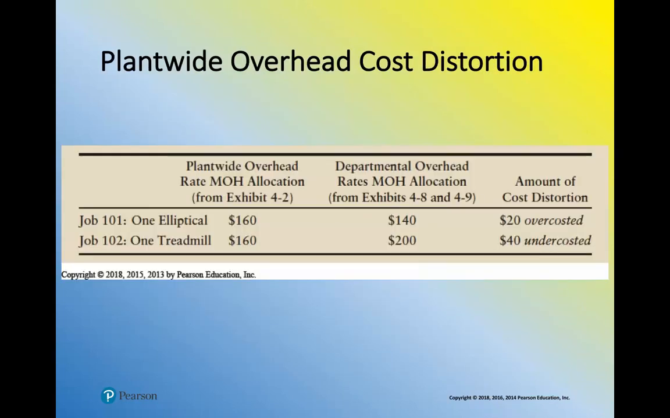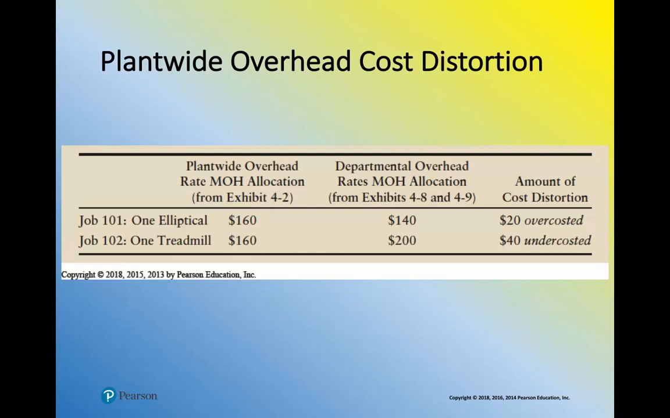So we have here a comparison under plant-wide, where we don't make a difference between an hour in the one department versus the other. Simply for every hour, $16 an hour. Departmental overhead rates, though, we're going to go through and look at the hours used and the resources used in each one of our departments and try to come up with a more accurate departmental overhead rate. So we can see here, our elliptical was overcosted because we are allocating an additional $20 of overhead, whereas our treadmill is undercosted by $40.